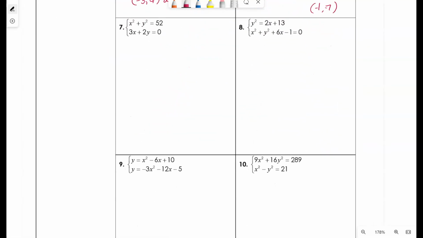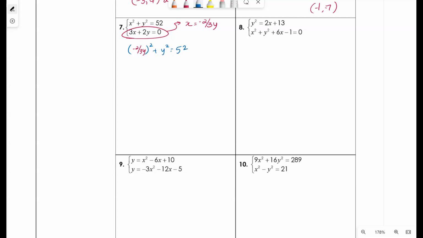Let's look at the next two. Here, if we wanted to do substitution, I would have to solve for this one. So if I solve for this, I'm going to end up with x equals negative 2/3 y. So we're going to plug that in. So I'm going to have negative 2/3 y, plus y squared equals 52.